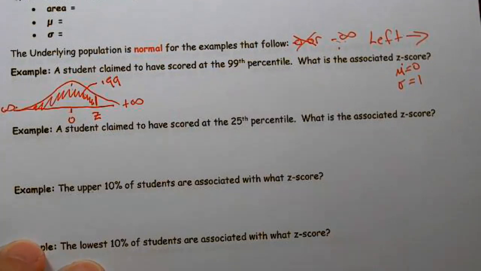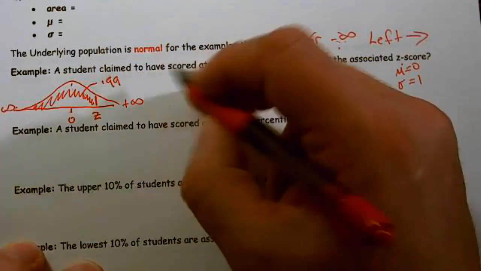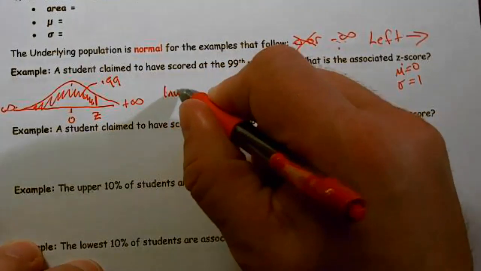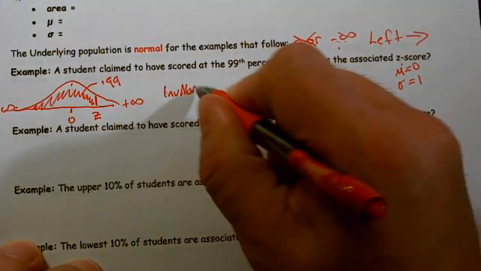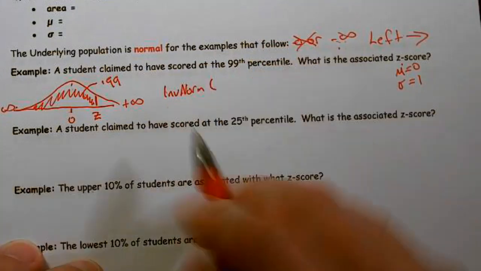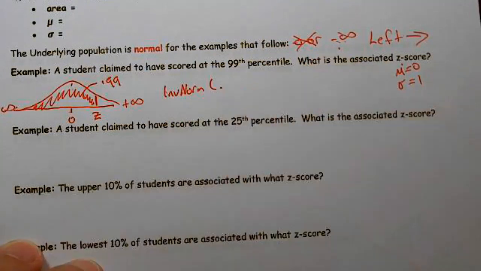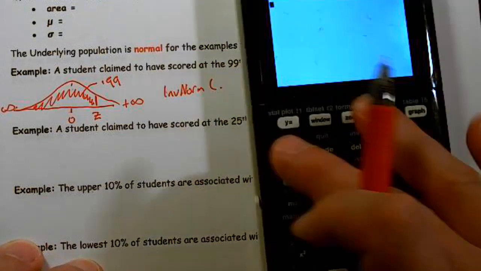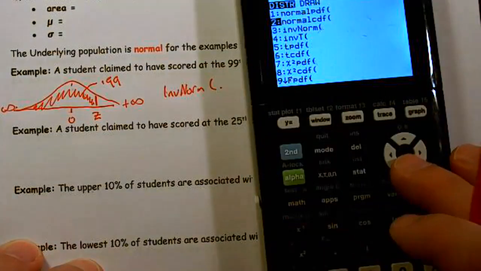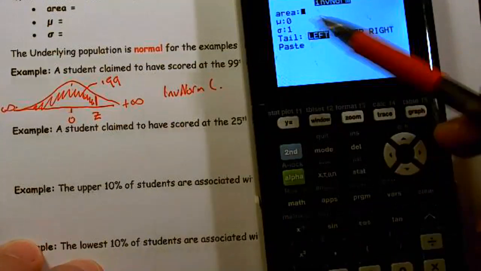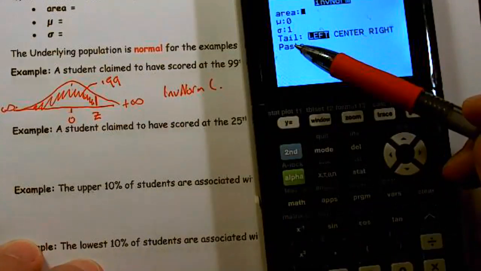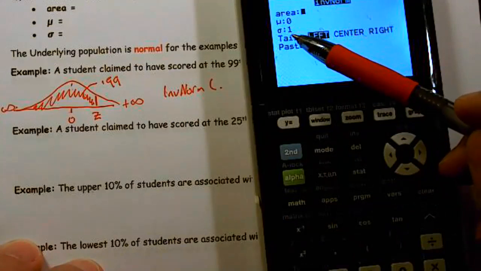The great thing about this is there's not a whole lot more to do on this problem. This is going to be an inverse norm. The very first thing the calculator will ask for is the area, then it's going to ask for the mean, then the standard deviation. So real quickly, let's take a look at this. Second vars, inverse norm, and we're looking at area, mean, standard deviation.